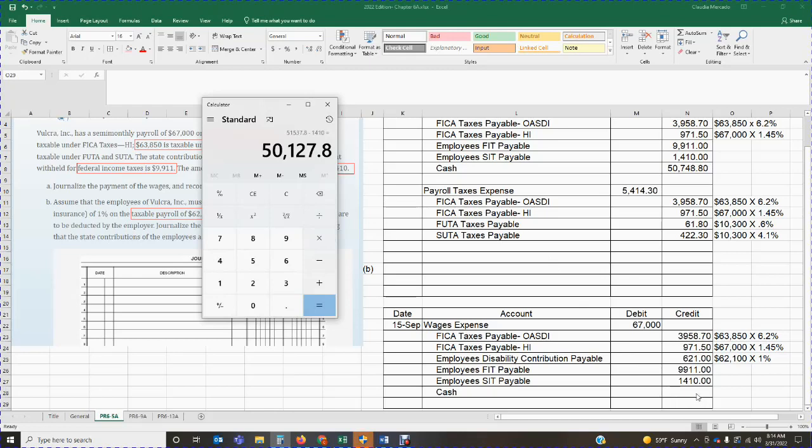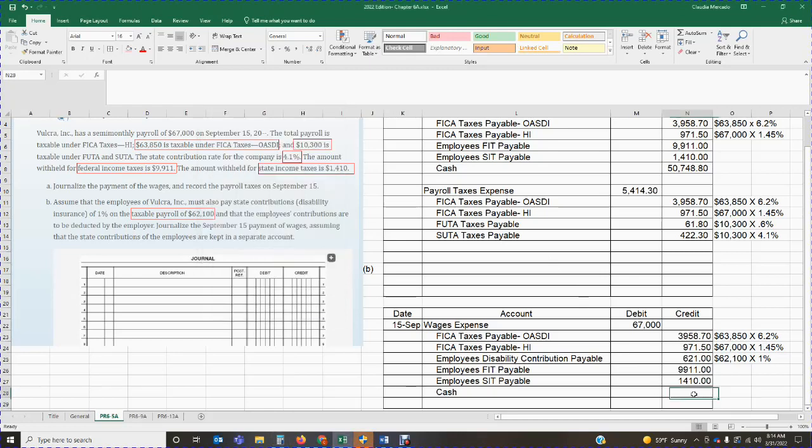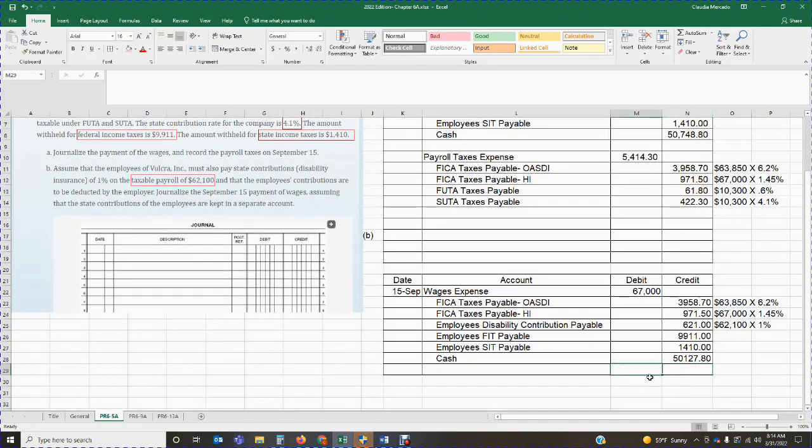So that means that after all deductions, I'm going to pay cash, not really cash like I explained, but we're going to pay our employees $50,127.80. We're going to cut checks because you should never pay your employees cash. We're going to cut checks or do a direct deposit to my employees for $50,127.80. Remember, debits need to equal credits. Just do a quick check and make sure that your debits equal credits, which they do. That way you are sure that your transaction is in balance.